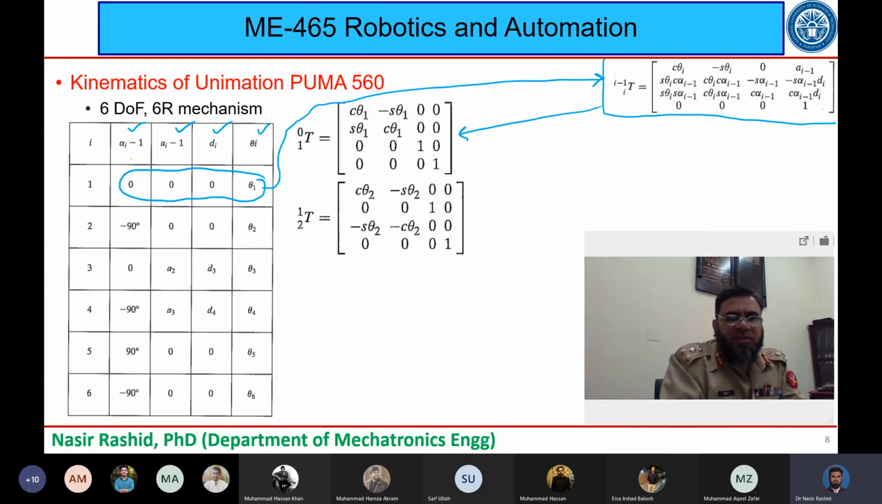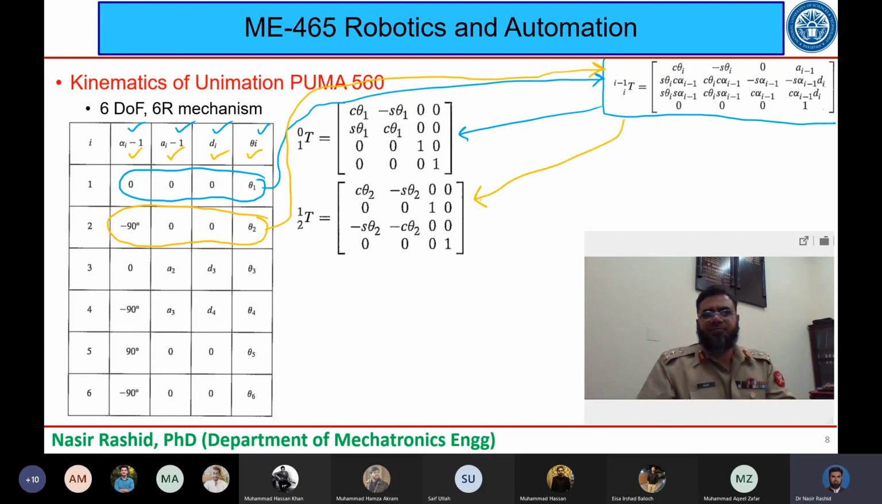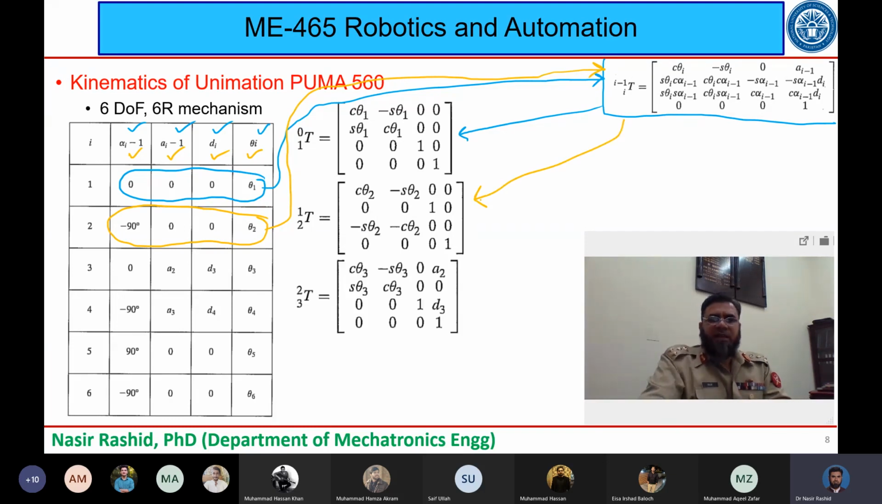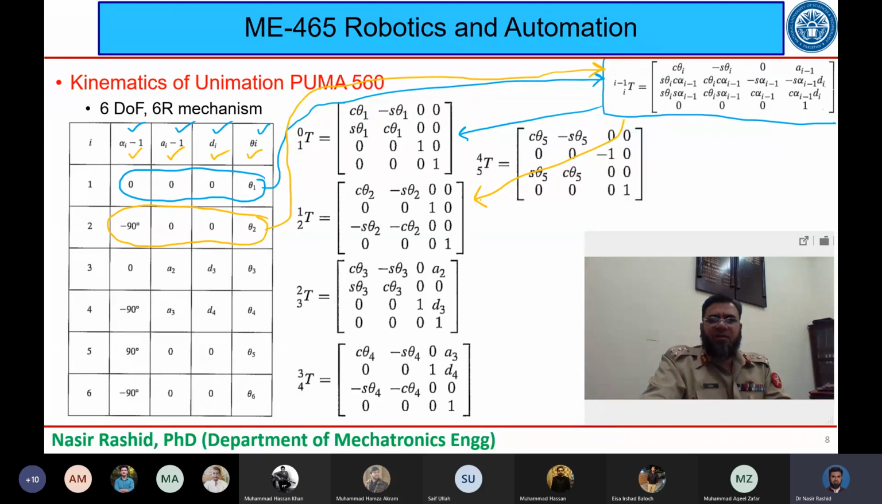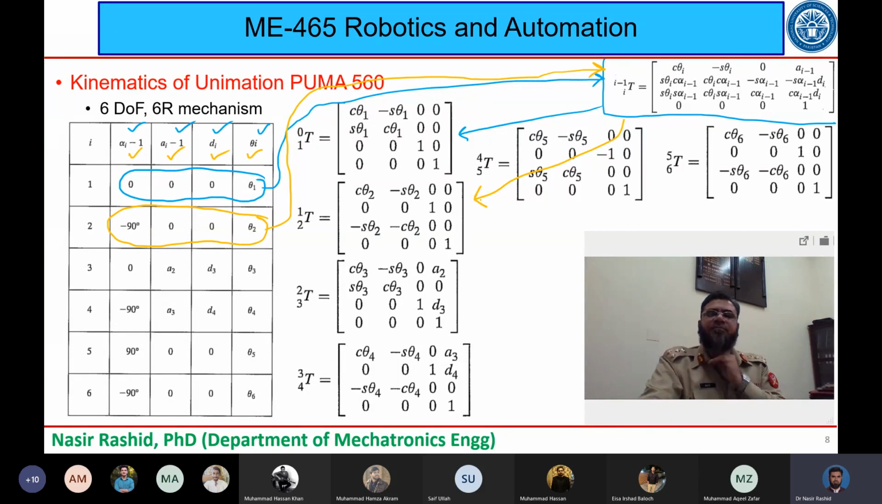So these four parameters, 1, 2, 3, and 4, using this row, taking it here, and then coming back here. इसी तरह this is 3 to 2, this is 4 to 3, this is 5 to 4, and this is 6 to 5. Okay? अब मैंने क्या करना है?